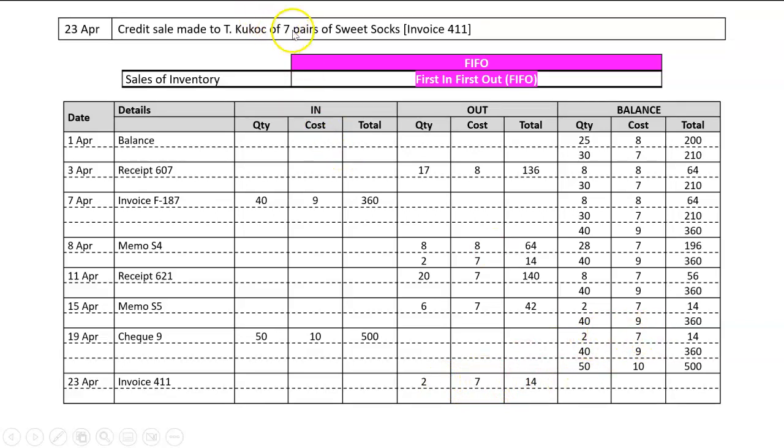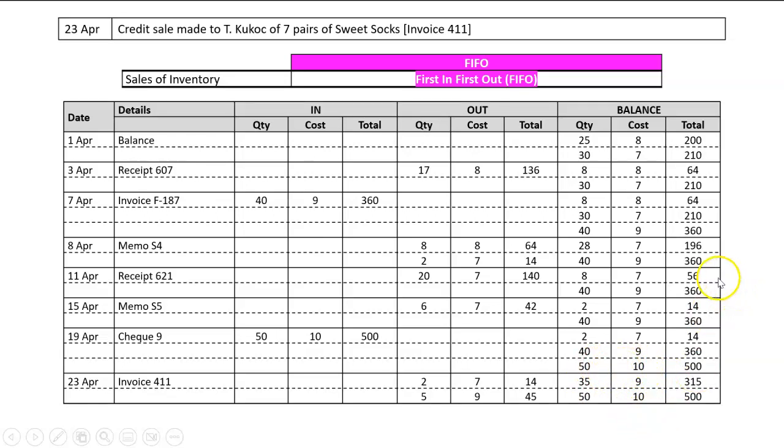Now, this customer bought another 5 pairs because it's got to come to a total of 7. So we will assume the next 5 pairs came from this $9 pile. So we'll do 5 at 9. And that must mean these $2 ones are gone. The $9 pairs, we had 40 the day before. 5 of those are gone. So we've got 35 left. And these $10 units, we've still got 50 of those.